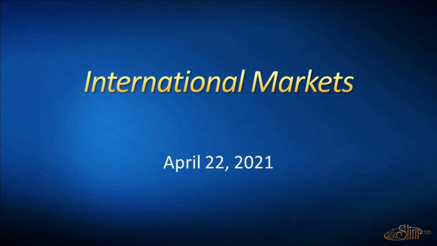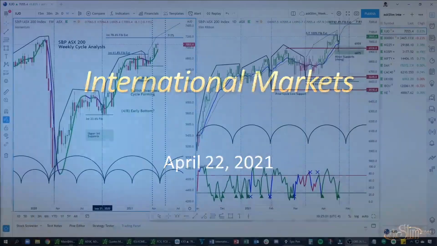We will start with the ASX 200 and then shift over to Asia and look at the Shanghai, Nikkei, Kospi, and Nifty. After that, we will shift over to Europe and look at the DAX, CAC 40, and FTSE. And lastly, we will finish up with Latin America and look at the Bovespa and the IPC Mexico. So let's go ahead and get started and jump into the analysis, and we will start with the ASX 200.